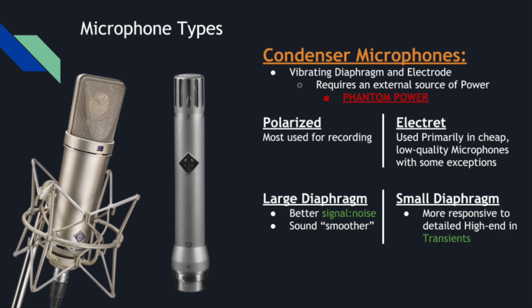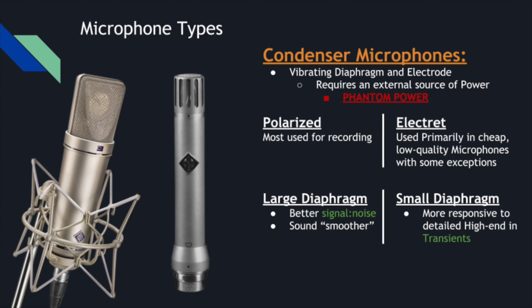It'll often be labeled phantom power. It may be labeled 48V, or it may be labeled like 12 to 18V, and we'll talk about that in just a second when we talk about electret condensers. But most of the time it'll say 48V. That's going to be your most useful phantom power.